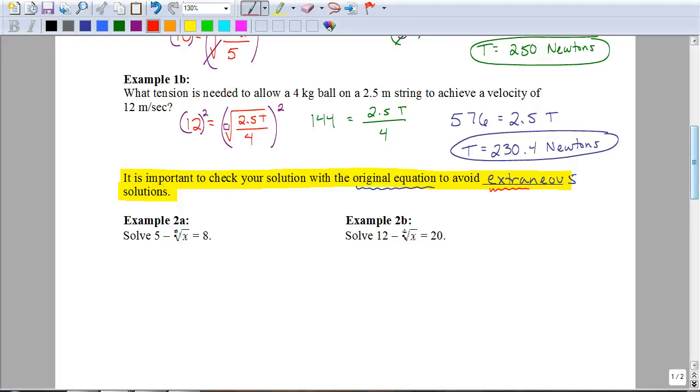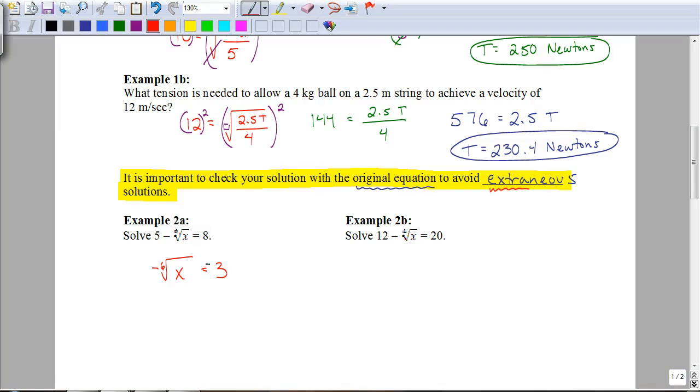Okay, so let's look at this particular problem. Here we have 5 minus the 6th root of x equals 8. By the way, a note on getting rid of the radical: you always want to get the radical all by itself on one side of the equation. So for this problem, I am going to subtract 5 from both sides, leaving me with negative 6th root of x equals 3.